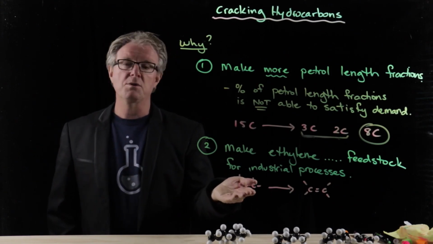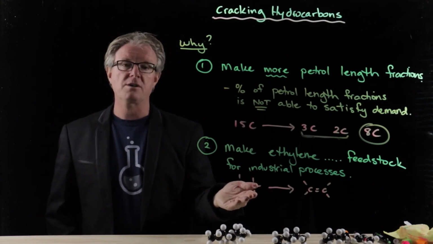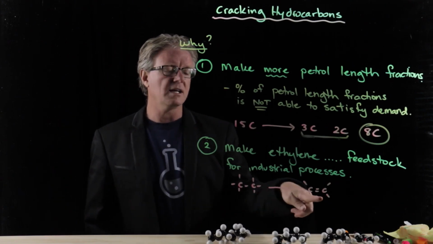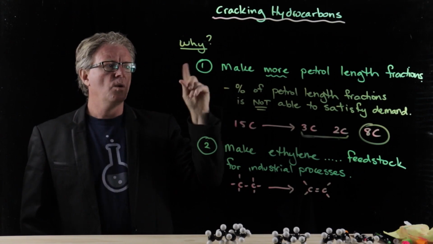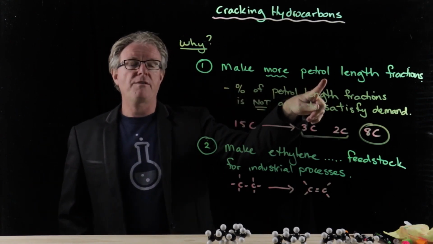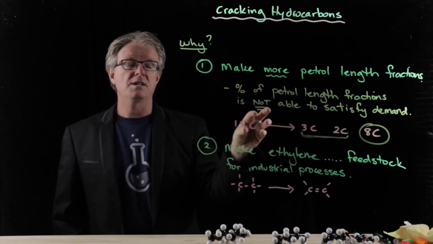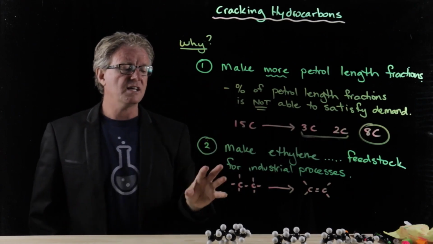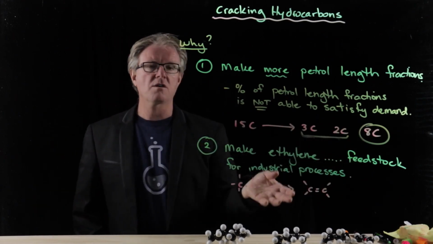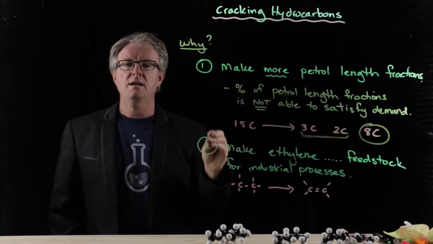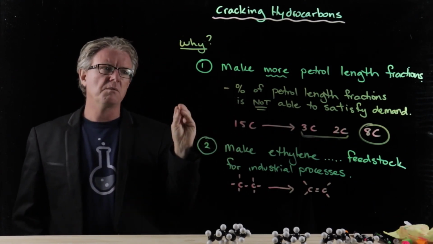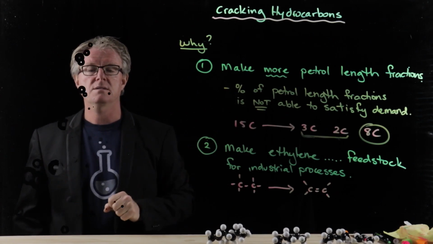So we're taking some of the refinery gases that we have in the fractional distillation and we're cracking it into ethylene. So the whole purpose behind cracking, one, is to make more petrol length fractions because they don't satisfy demand, so we need more of them. And the second one is to make a feedstock, ethylene. Okay, so make sure you get all that down, and we're going to be drawing a flow chart and looking a little bit more in depth about these processes.